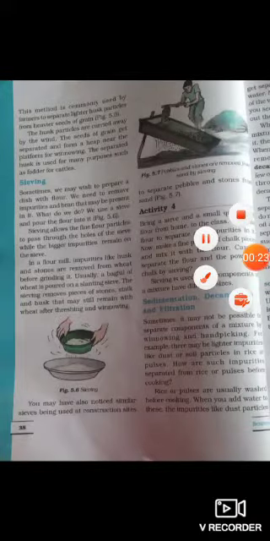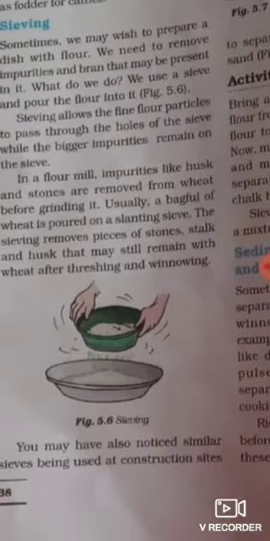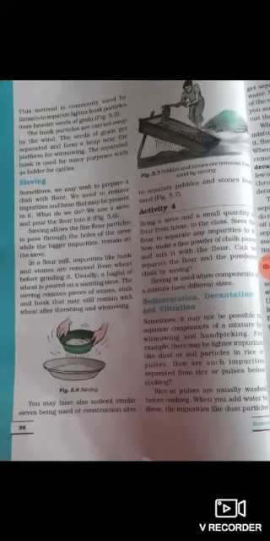So, the next method of separation which we have to study is sieving. What is sieving? So, this is sieving. You have seen your mother doing this almost every day before she makes chapati for you, right? So, sieving is a simple technique for separating particles of different sizes. It is used when components of a mixture have different sizes.